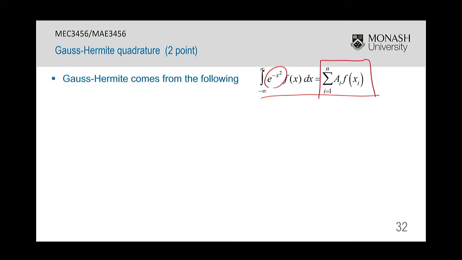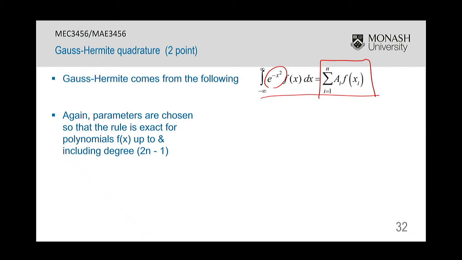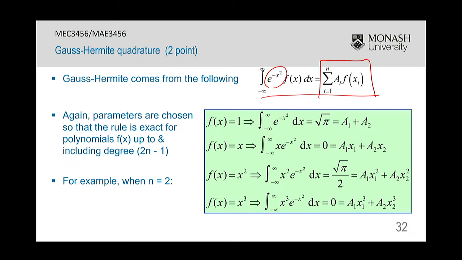it's just equal to a sum over n, where n is the number of points in our quadrature, of the weights ai multiplied by the function evaluated at the quadrature points xi. So the parameters again are chosen so that the rule is exact for polynomials up to and including degree 2n minus 1. For example, when n is equal to 2, we come up with these four equations here.